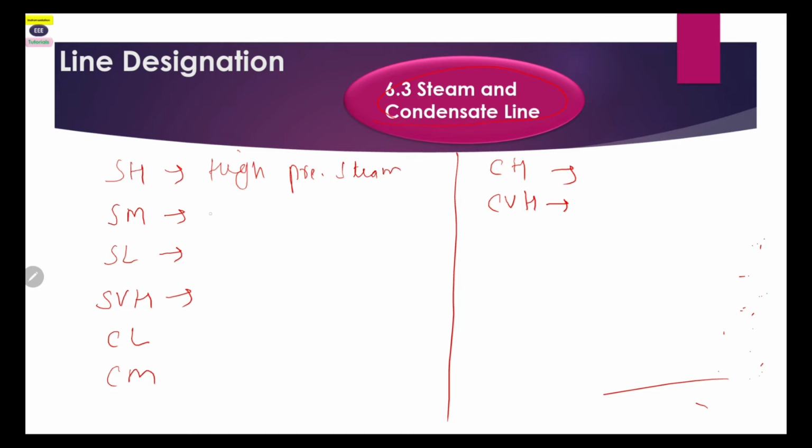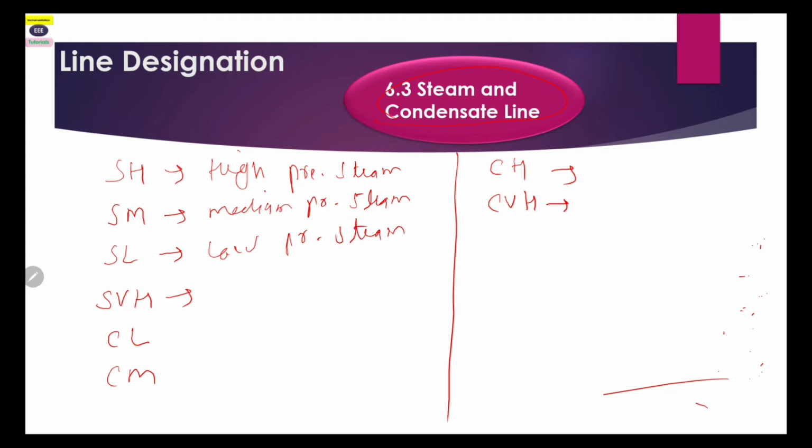SM is written, then medium pressure steam. This is the medium pressure steam. So what is the pressure of the high pressure steam and medium pressure steam? You can check in your plant manual. SL is low pressure steam. This is low pressure steam.